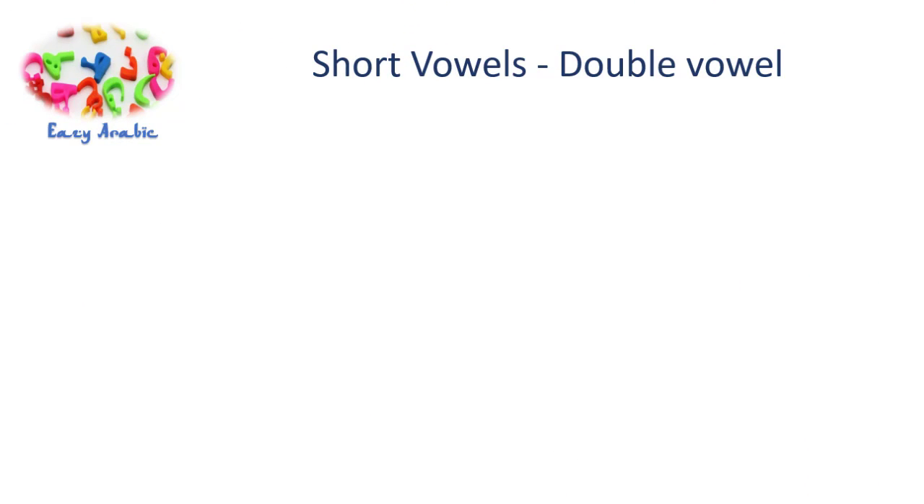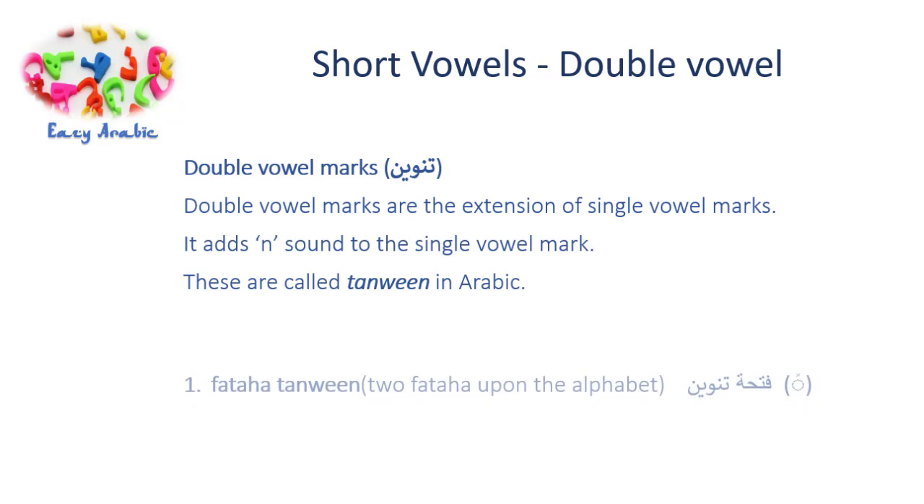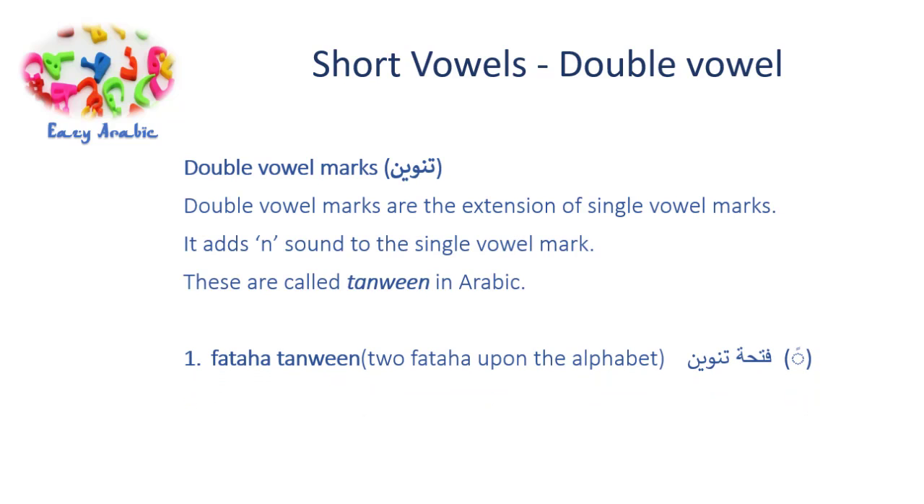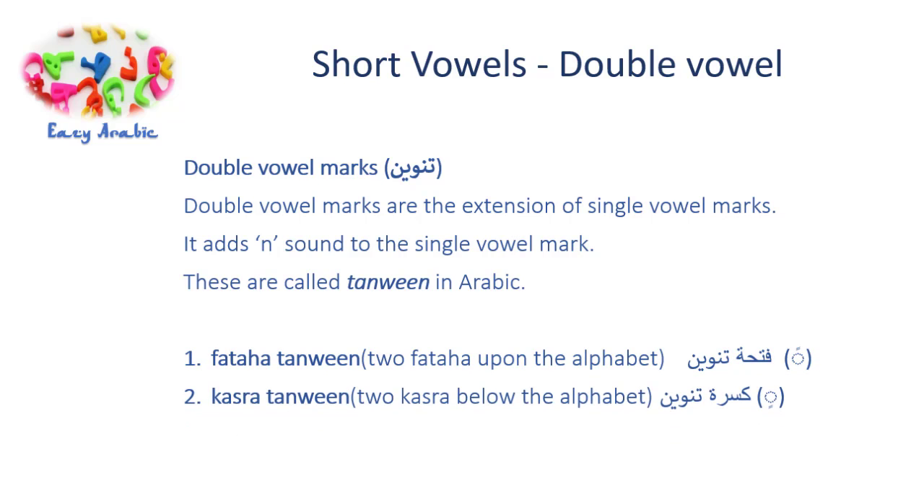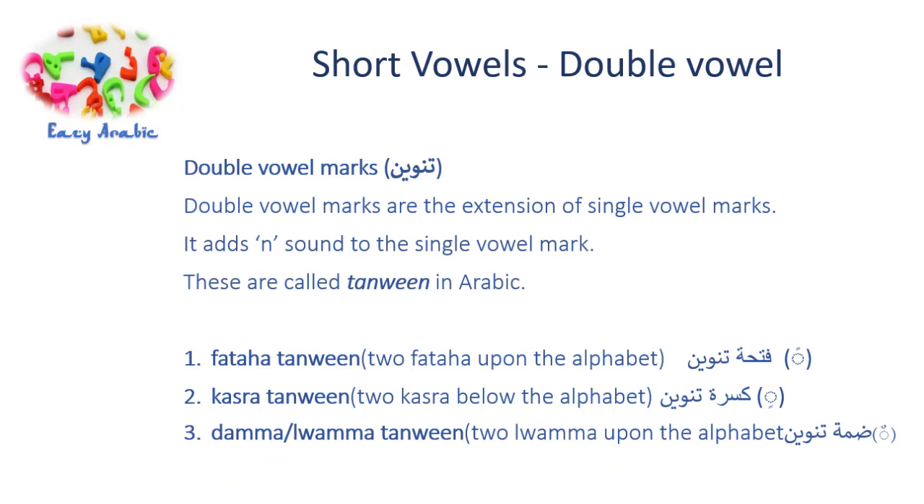The Arabic word for double vowels is tanween. Double vowel marks are the extension of single vowel marks. These are called tanween in Arabic. Tanween adds an n sound to the single vowel. Double vowel marks are fatah tanween, kasra tanween, and damma tanween.